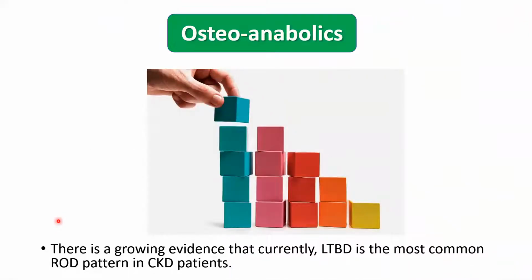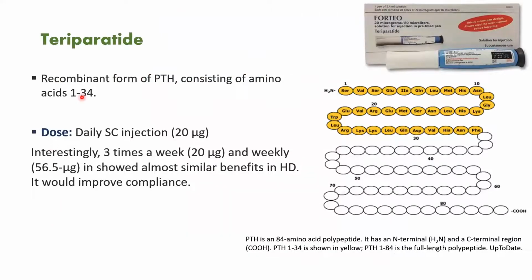On the other side, if we talk about osteoanabolics, there is growing evidence now that low turnover bone disease is currently the most common renal osteodystrophy pattern in CKD patients. So we have teriparatide, which is recombinant PTH 1 to 34, given as a daily subcutaneous injection of 20 micrograms. But interestingly, 20 micrograms 3 times a week and a weekly 6.5 microgram dose, not available in the US, has shown in some studies a similar benefit in hemodialysis patients, and this could improve patient compliance.